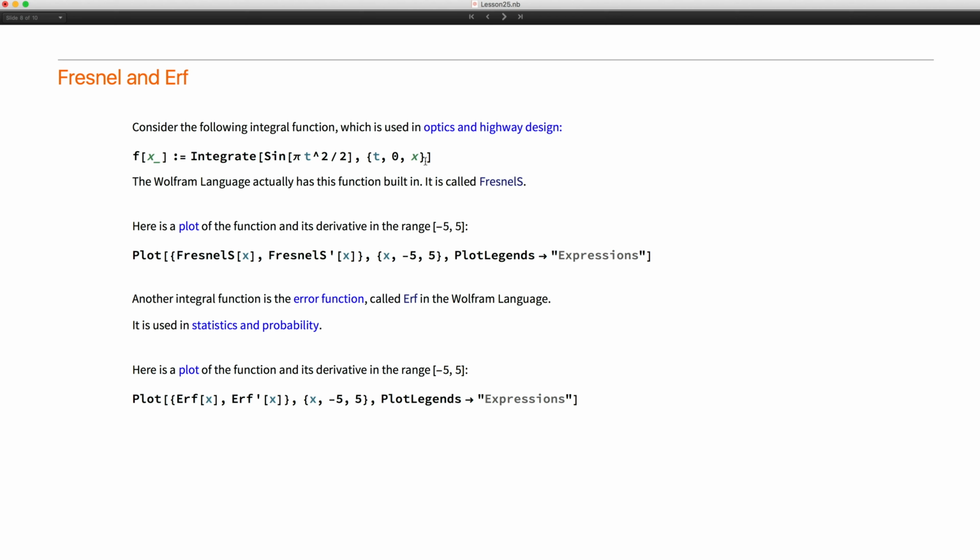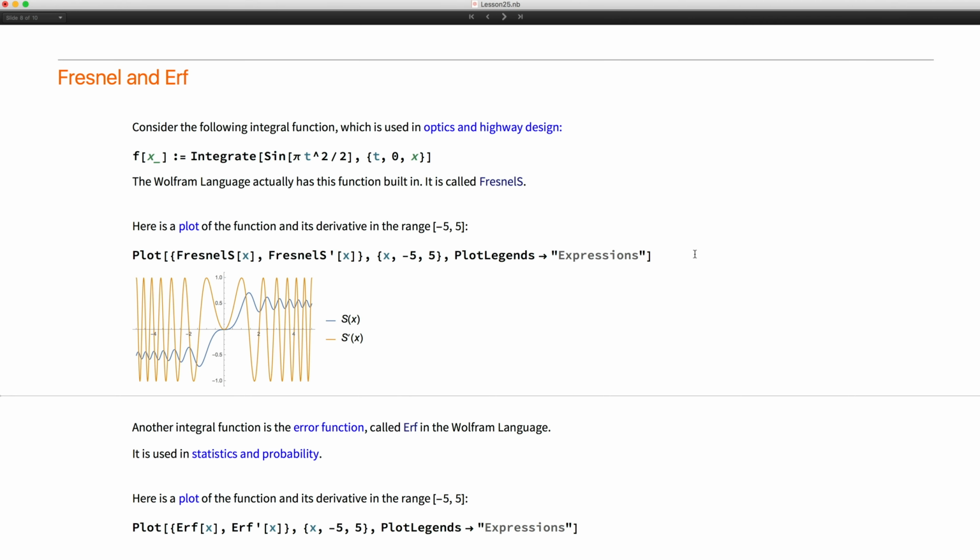Okay, so let's now go on to talking about why these integral functions are useful at all. There is a function called the Fresnel function, which is really quite useful in optics and highway design. After all, when you design a highway or, let's say, a railway line, you need to worry about the turns, and that's where this Fresnel function comes in. It's an integral function of a sine function. So we have this in the Wolfram language.